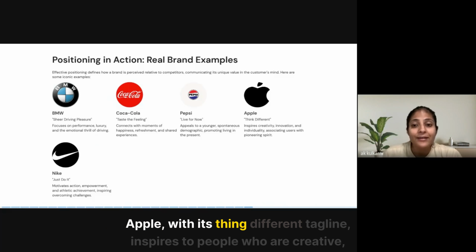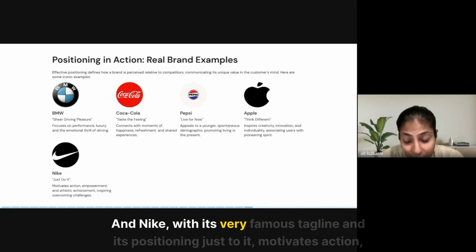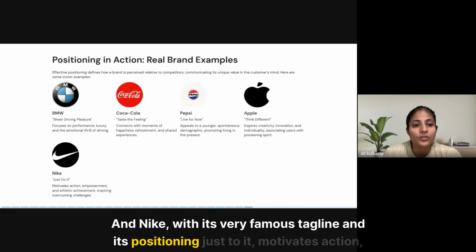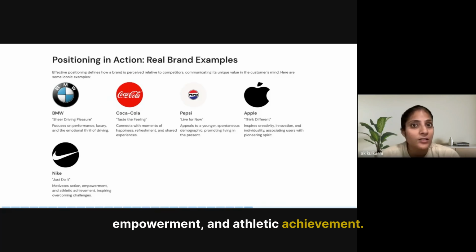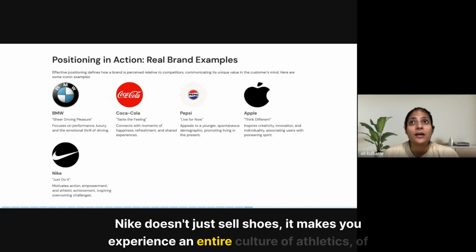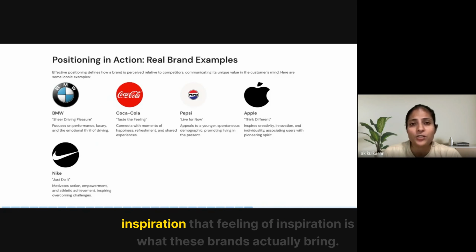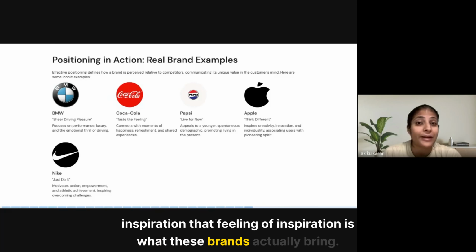Apple, with its "Think Different" tagline, inspires people who are creative, innovative and value individuality. And Nike, with its very famous tagline and positioning, motivates action, empowerment, and athletic achievement. Nike doesn't just sell shoes; it makes you experience an entire culture of athletics, of sports, of motivation, of the spirit of sports. That is what Nike brings. Inspiration. That feeling of inspiration is what these brands actually bring.